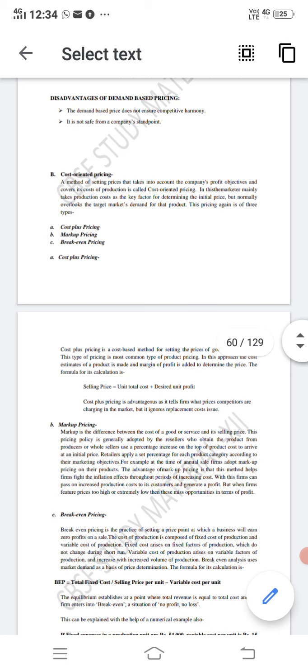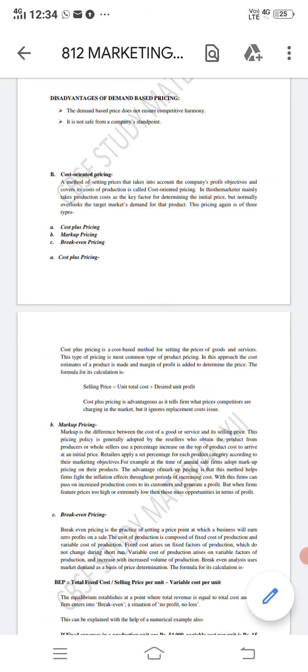So for today I have discussed cost oriented pricing with the three methods: cost plus pricing, markup pricing, and break even pricing. Cost plus is used by the manufacturer to add cost and profit in pricing. Markup is used by resellers like wholesalers and retailers, and break even pricing is used to cover cost when sales equal cost and there is no profit, no loss. So just go through these methods, these are very important.